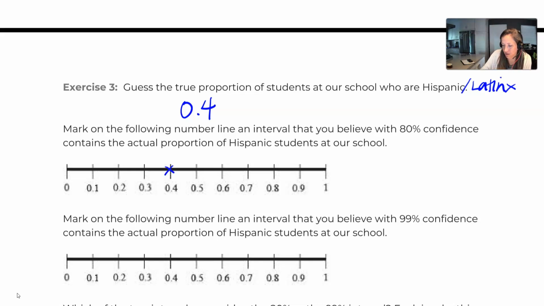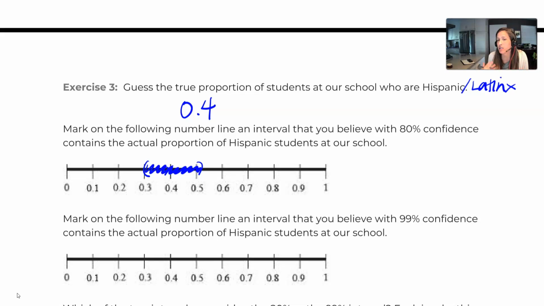So we have 40% down as our guess. You might have something different. And the idea here is to just shade what you think would include, 80% confident-wise, the actual value. So typically what students will do is they'll go like plus or minus 10%. And I'm pretty sure it's between 30 and 50%. And then the second question is, well, what if I told you to be 99% confident? What would you do? What would you shade now?